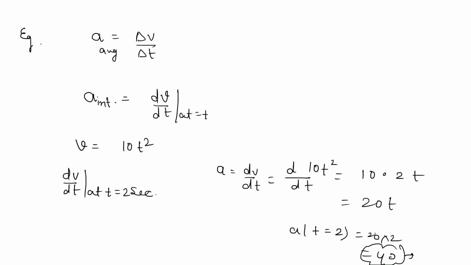You cannot find this by using del v upon del t, because it gives only an average picture of any function. That's all from my side, and we will meet again in your next lecture.